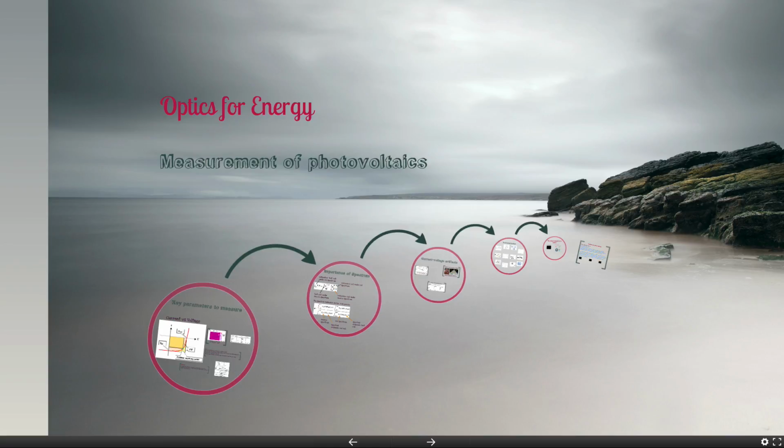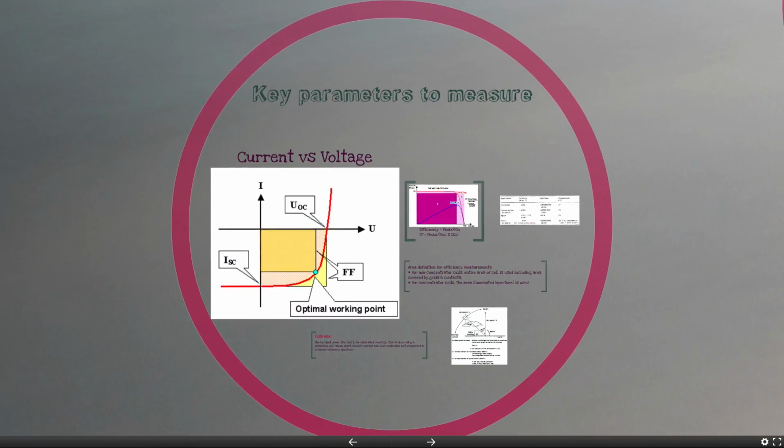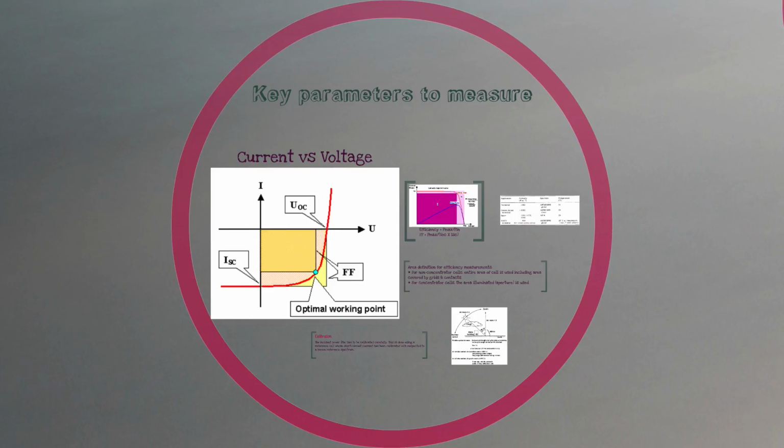It's very useful because measurements tend to be fairly complicated, and there are a few things that you need to look out for, which I will point out. So, first of all, what are we trying to measure?